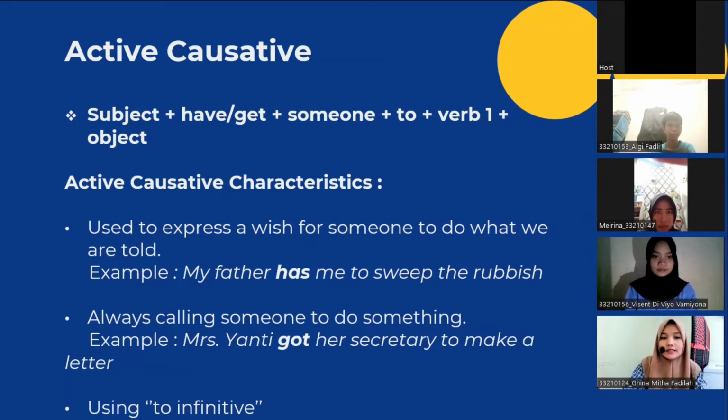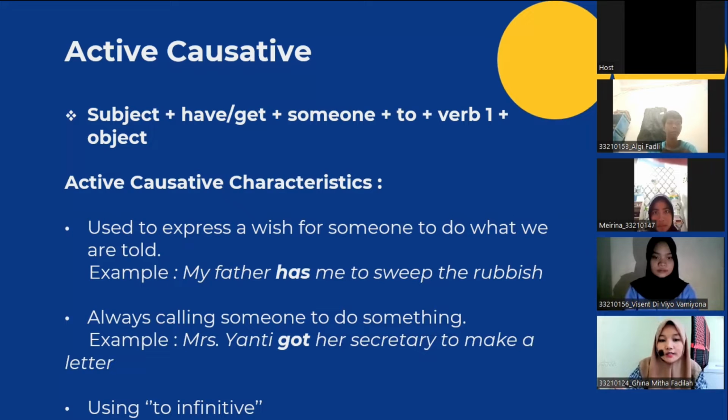The first one is active causative. The form of active causative is subject plus have or get, plus someone, plus to, plus verb one, plus object. Active causative, of course, has characteristics. The first one is used to express a wish for someone to do what we tell them. For example, my father has me sweep the rubbish. In this sentence, a father tells about his wish for his son to sweep the rubbish.